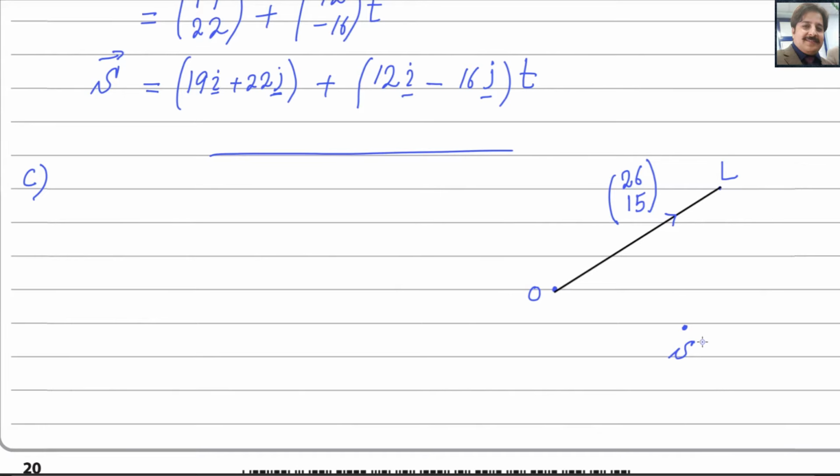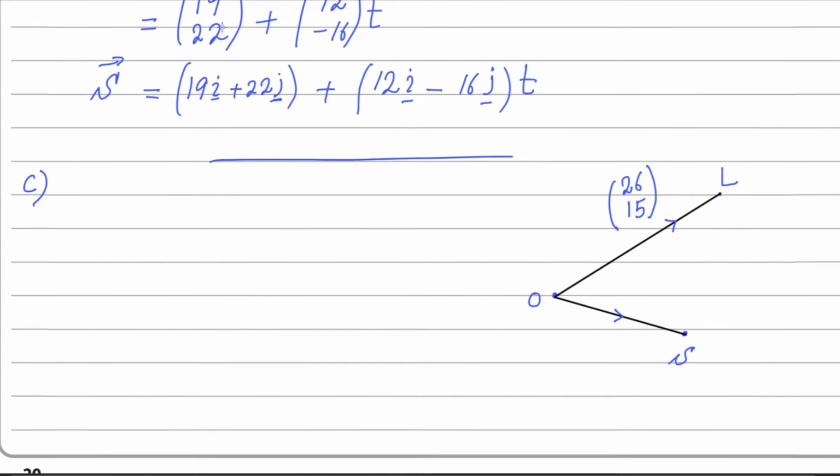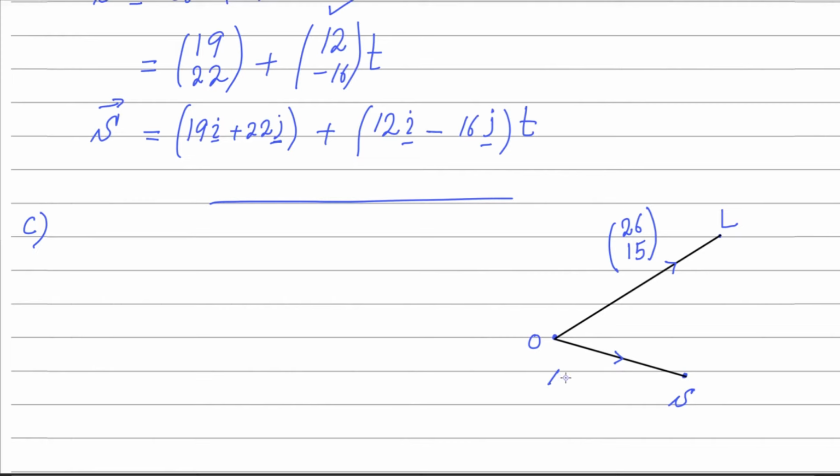This point S is here. Okay, and we can write the position vector for this one. It will be here, we can join it. Great. So this is the position vector for S, and we already got the position vector. That is 19 plus 12t and 22 minus 16t. So this is the position vector for S.